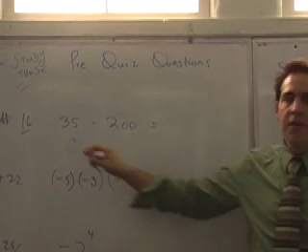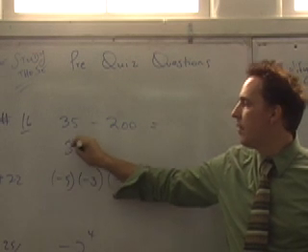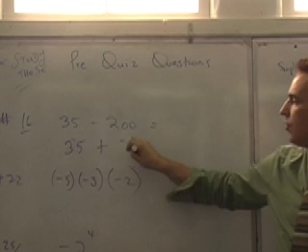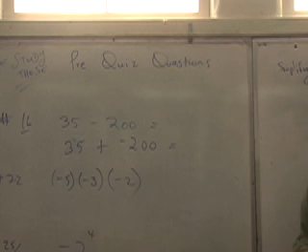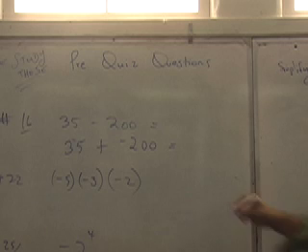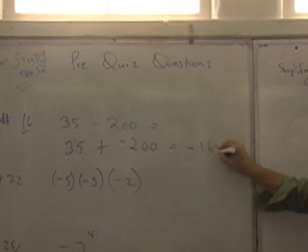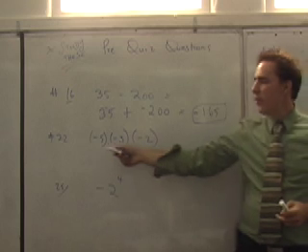So we take 35, and we go what? Plus negative 200. Good job. So what's 35 plus negative 200? Negative 165. Good stuff. Negative 165.